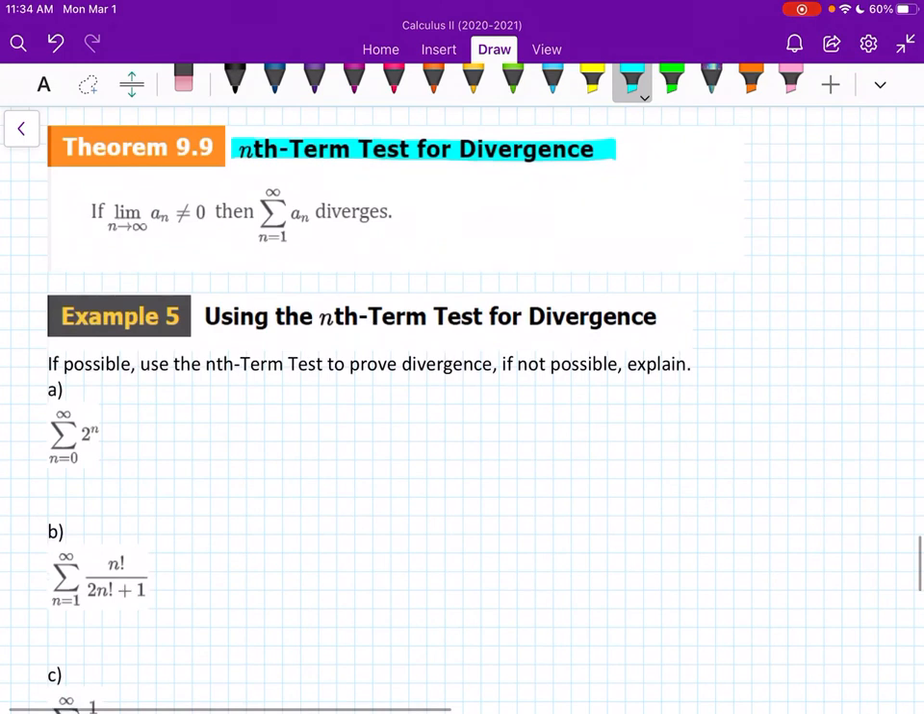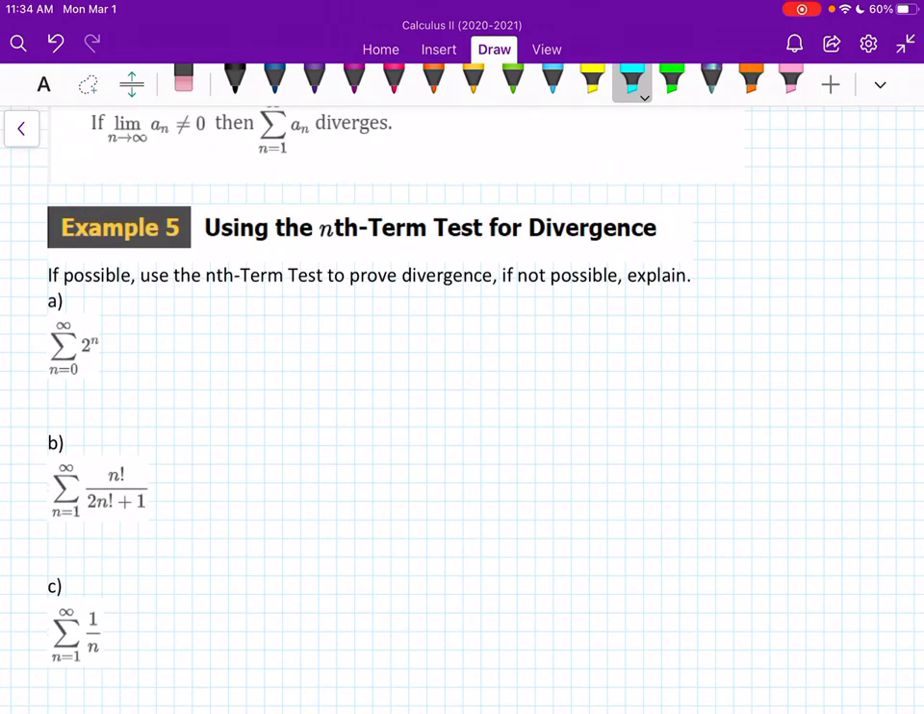All right, so let's take a look at some examples here. So these examples say, if possible, use the nth term test to prove divergence. If not possible, explain why. All right, so our first one is we have that the series n equals 0 to infinity of 2 to the n. So let's think about the limit as n goes to infinity of 2 to the n. Well, that equals infinity, so this one diverges. Okay, so my terms are not approaching 0.